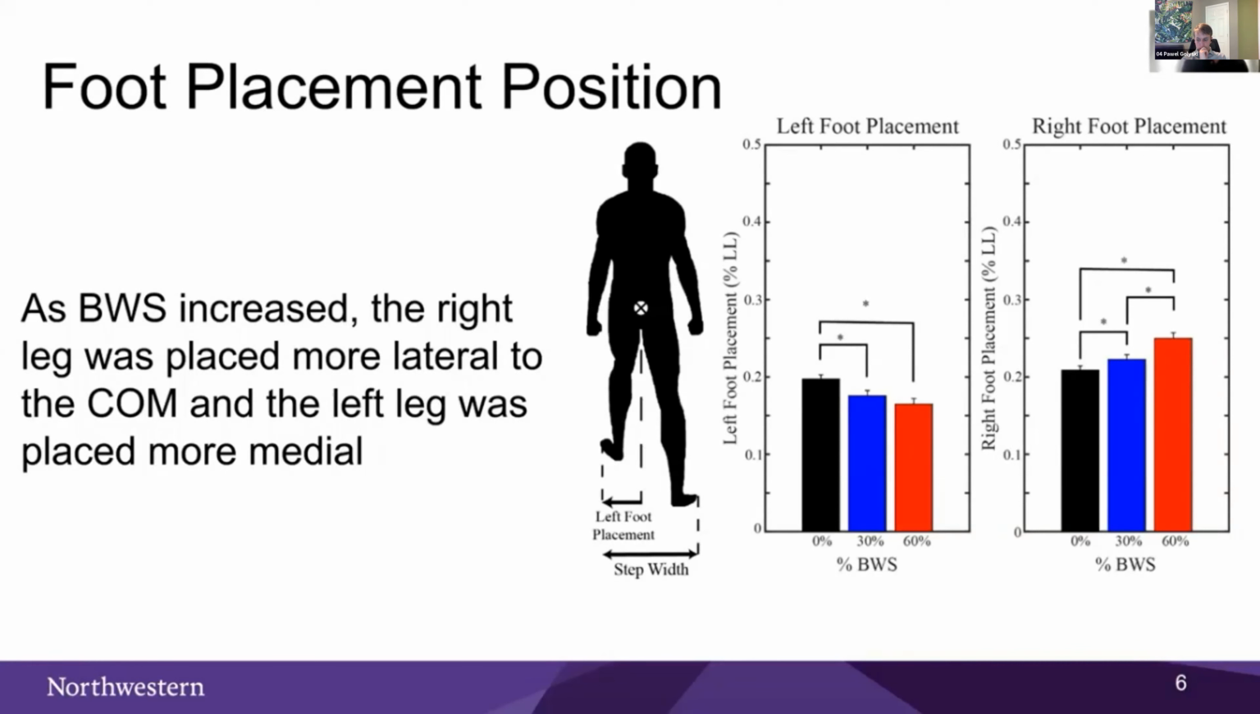And we see the opposite occurred on the left leg, which was placed more medial to the center of mass as bodyweight support increased. Left foot placement at 30% bodyweight support was more medial than at 0%, and likewise for 60% bodyweight support, which is more medial than 0% bodyweight support. So this asymmetry in foot placement may be reflective of a compensatory stepping strategy at high levels of bodyweight support.